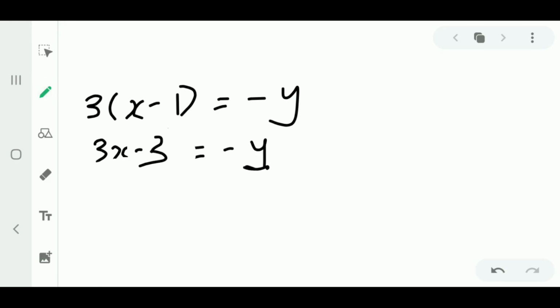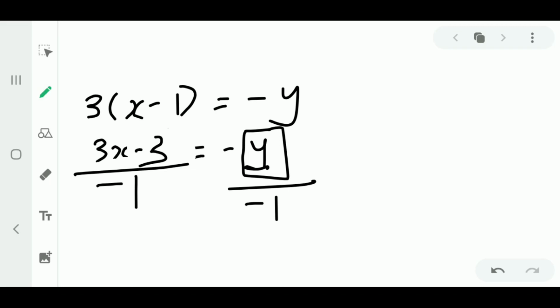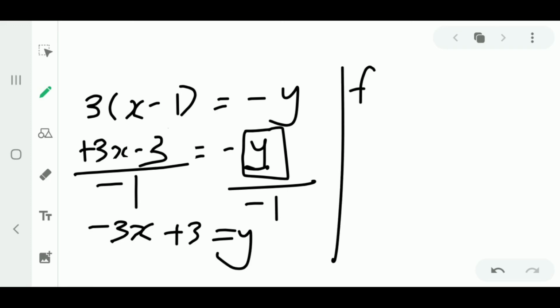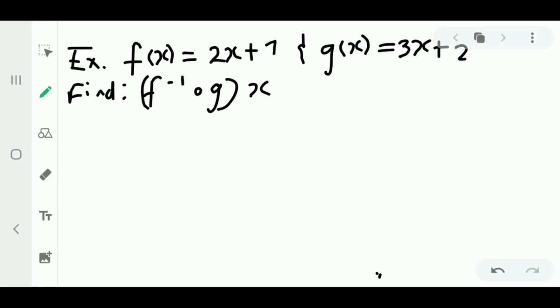So now remember, anything that we're making the subject of the formula, we always want it to be positive. So that means we want a positive y. So that means we're dividing both sides by negative 1. So divide this by negative 1 as well. So remember, if you don't see a sign, that means there's a positive sign in front. So that means the signs are changing because we're dividing by a negative. So the positive 3x becomes negative 3x, and the negative 3 becomes a positive 3 equal to y. That means f inverse of x is equal to minus 3x plus 3. So now let's say we're given this question.